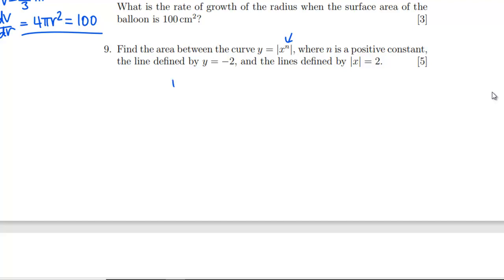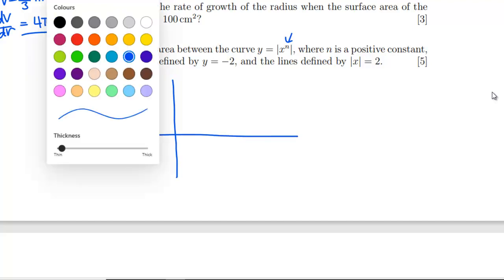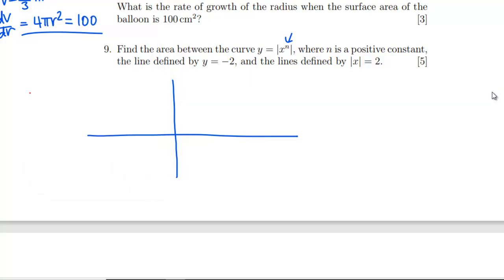So y equals -2. Let's do our xy on this. I'll switch over colour. There are too many lines here otherwise. So that's y equals -2 going through there. Mod x is equal to 2. So we're going to have that and that at -2 and 2. So that's good. Mod x to the n. We have to find the area of all of this. So that's going to be mod x to the n.